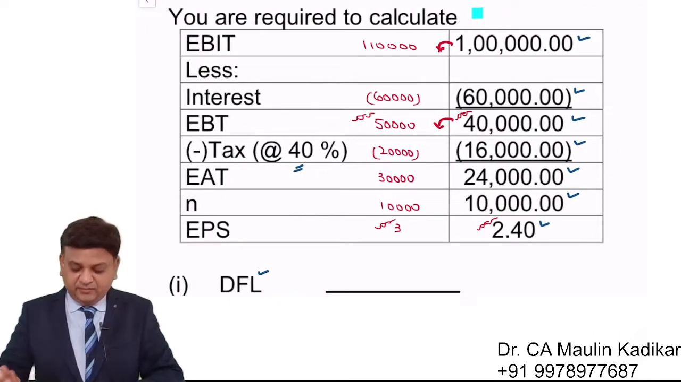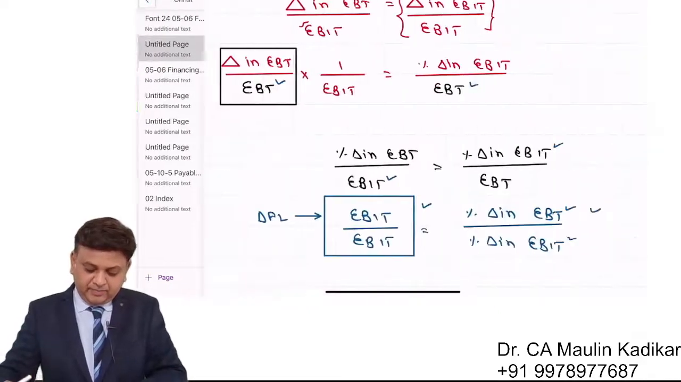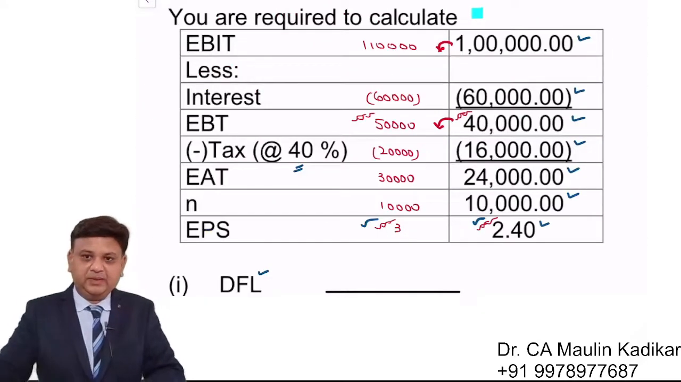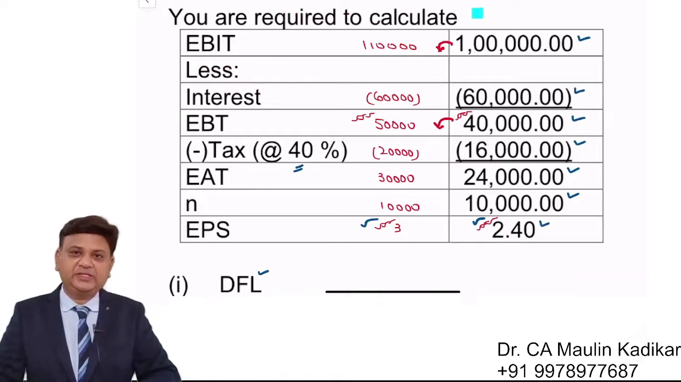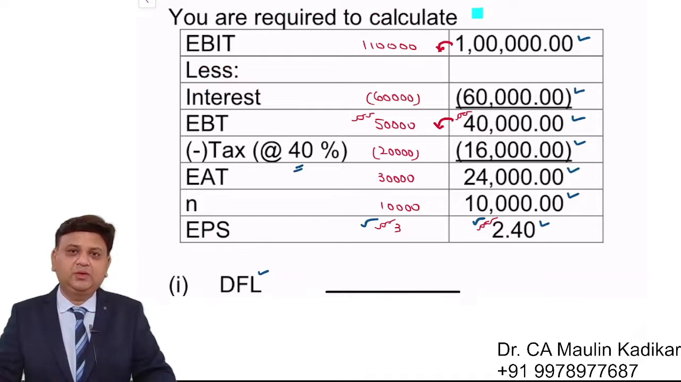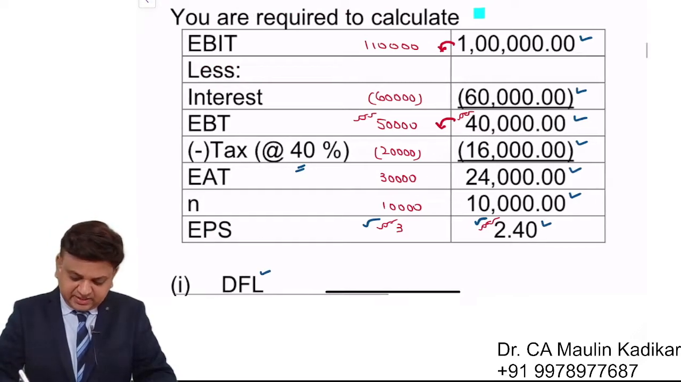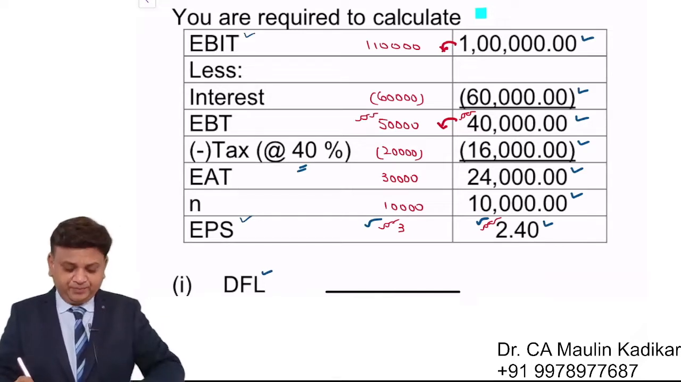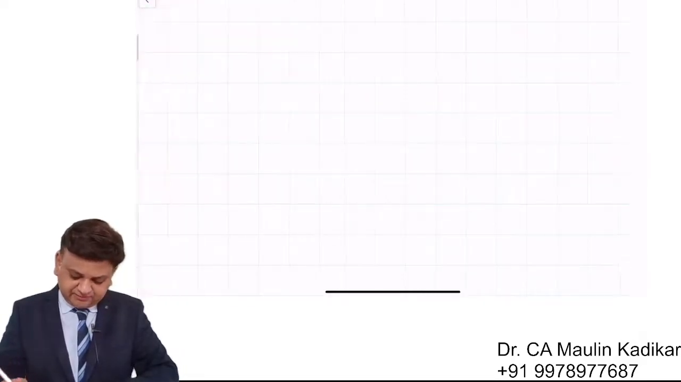Continuing with the same information, you can see that 2 rupees 40 paise plus 25%, it increases to rupees 3. Now friends, in order to understand how DFL measures the percentage change in EPS for every 1% change in EBIT, we have to do something like this.